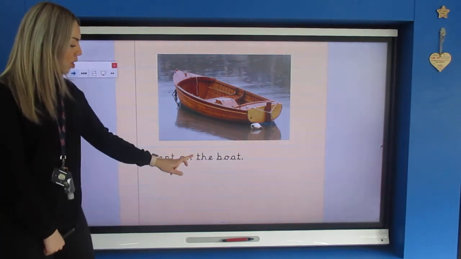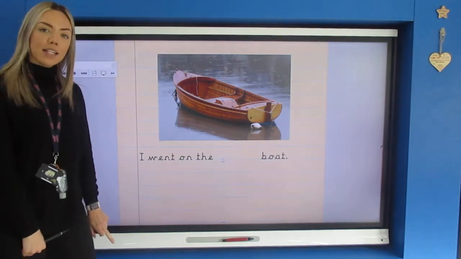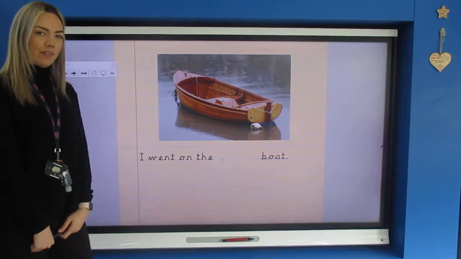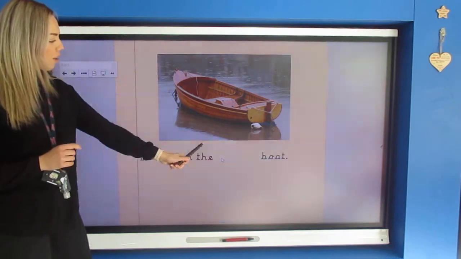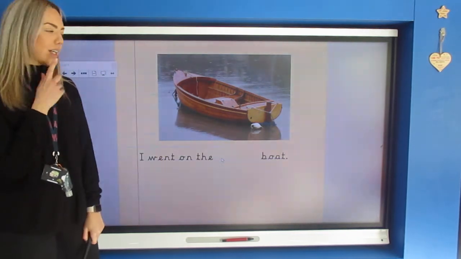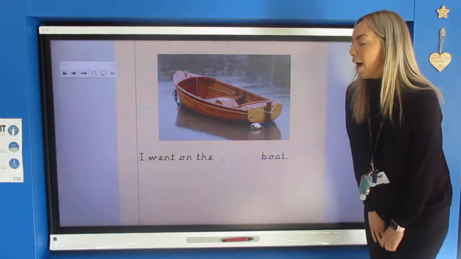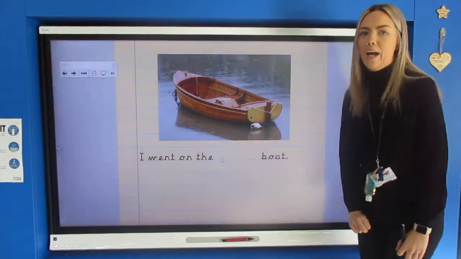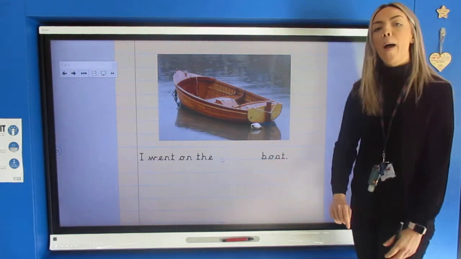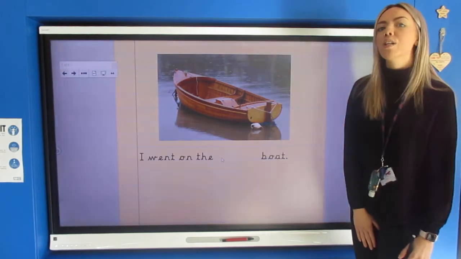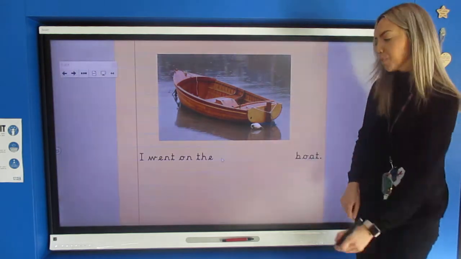So I went on the, remember I'm going to stretch my sentence and add my adjective. What adjective could I use? I went on the, let's have a think. I think I'm going to have a go at writing 2 adjectives. And I'm going to put, I went on the brown wooden boat. So I'm going to extend my sentence because I know I'll need some more room.